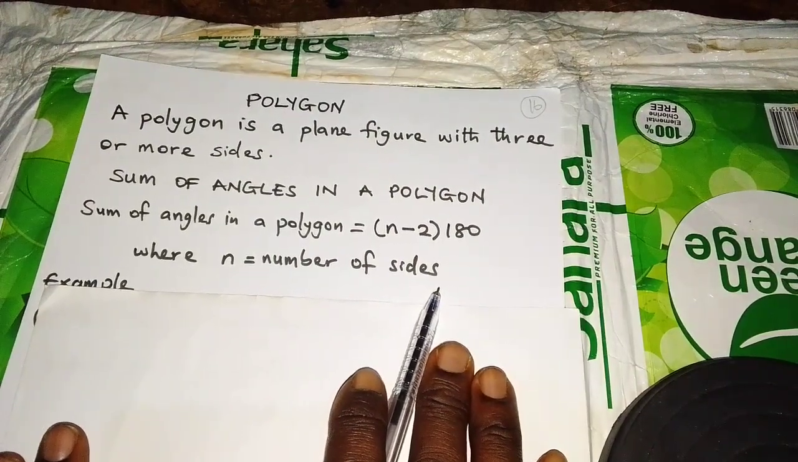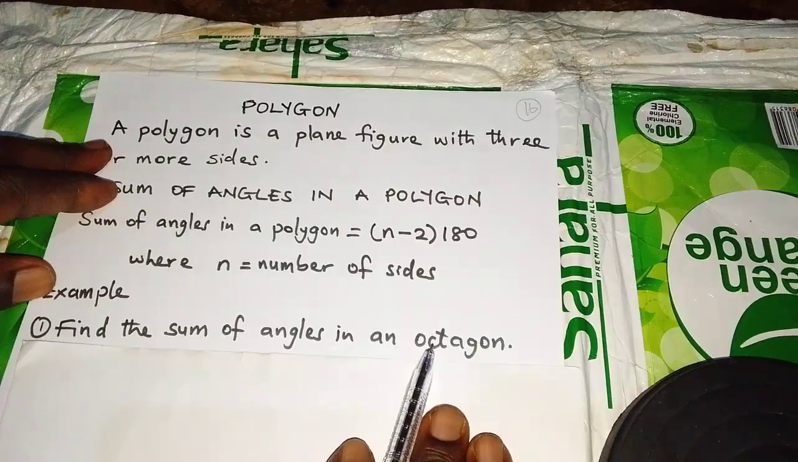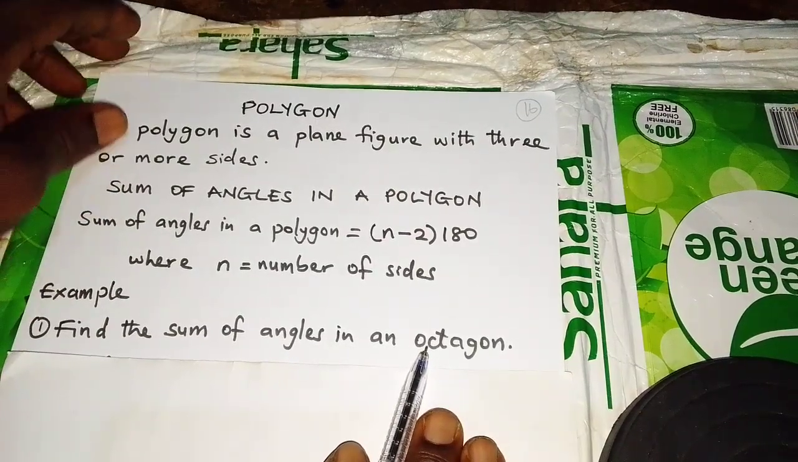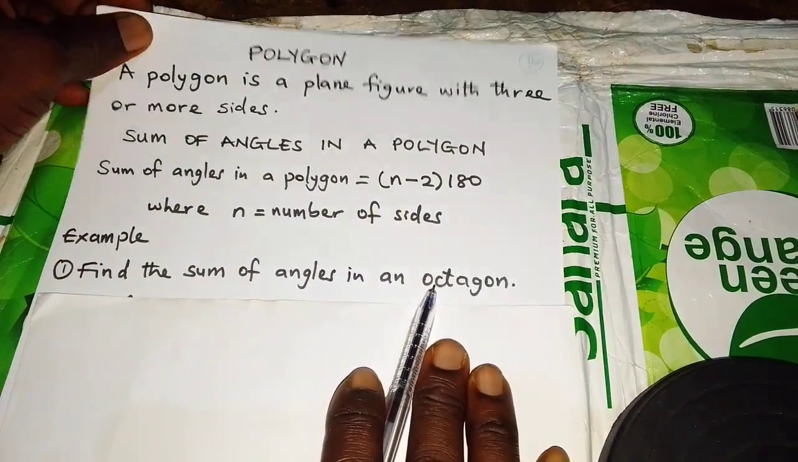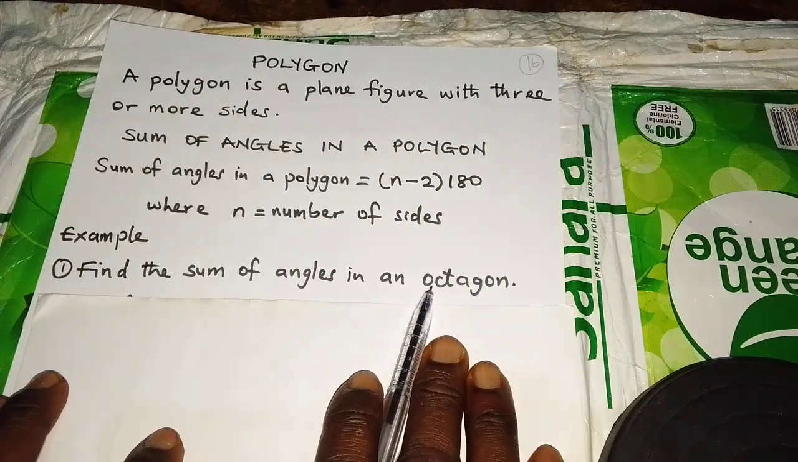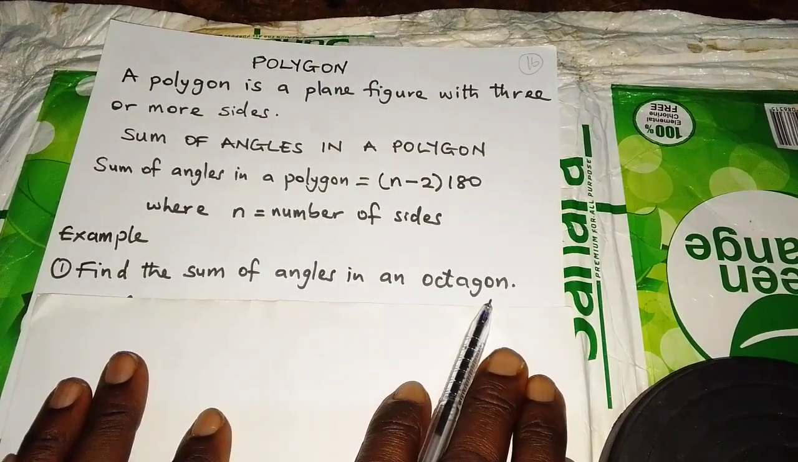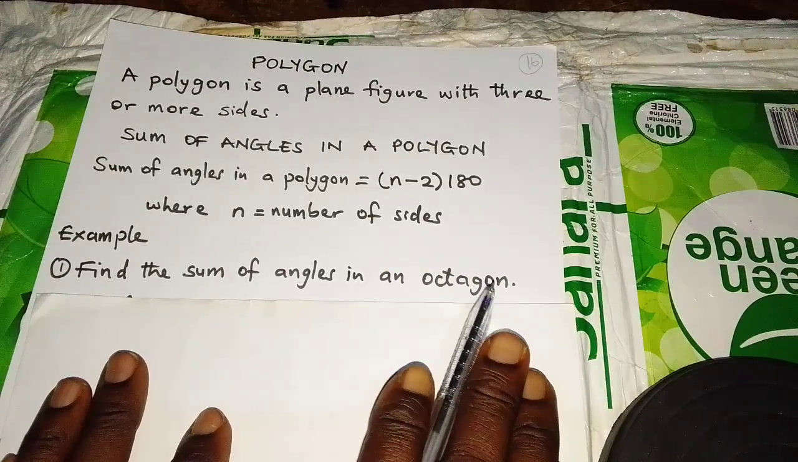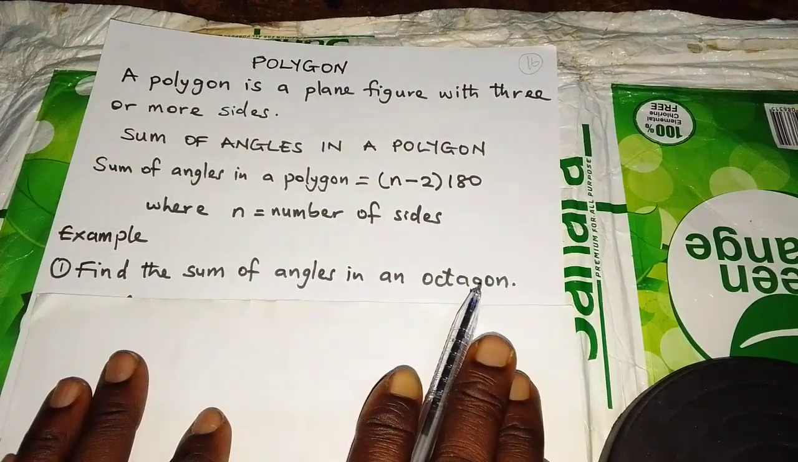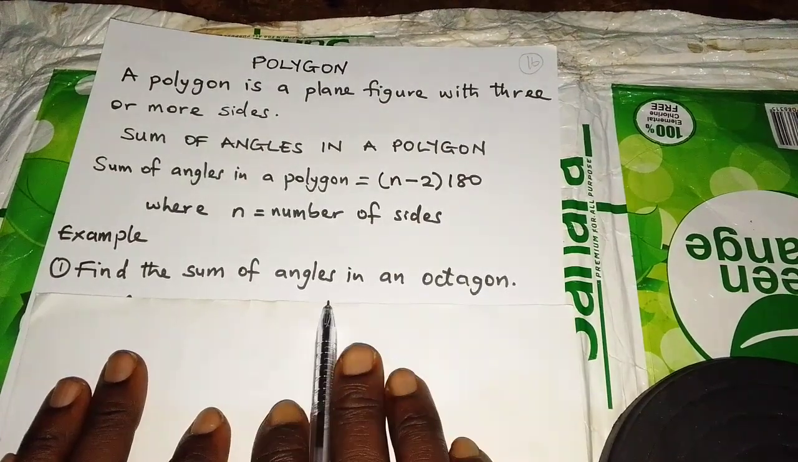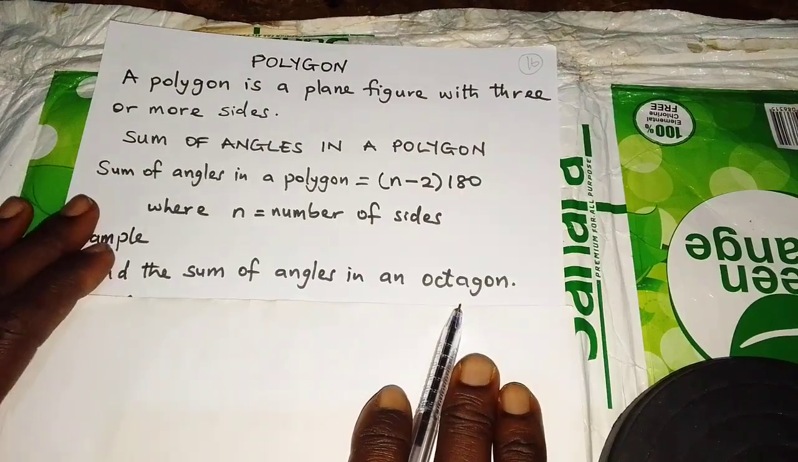Now, let's look at this first example. Find the sum of angles in an octagon. An octagon has 8 sides. Then, what is the sum of angles in an 8-sided plane figure?